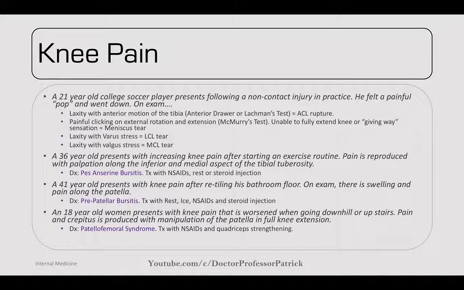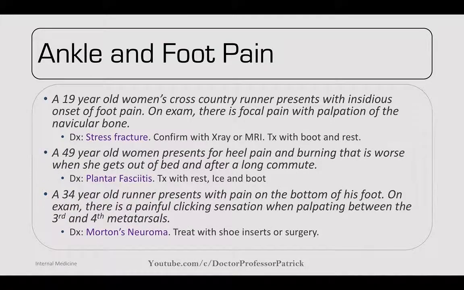And lastly, there's an 18-year-old woman who presents with knee pain that is worsened when going downhill or upstairs. Pain and crepitus is reproduced with manipulation of the patella with the knee in full extension. This is patellofemoral syndrome. You can treat this with NSAIDs and quadriceps strengthening.